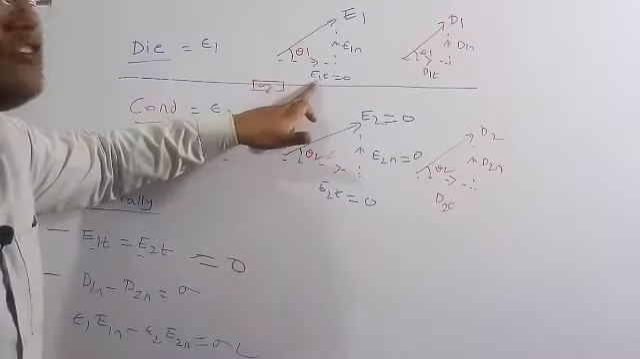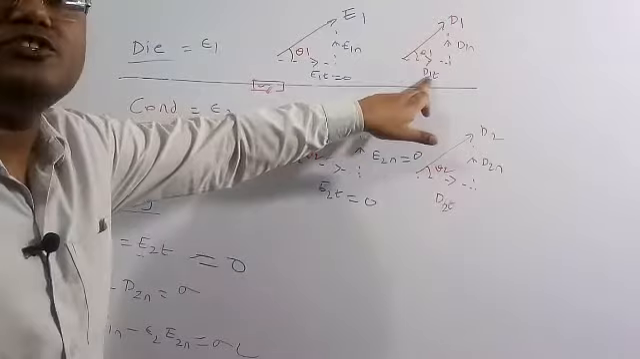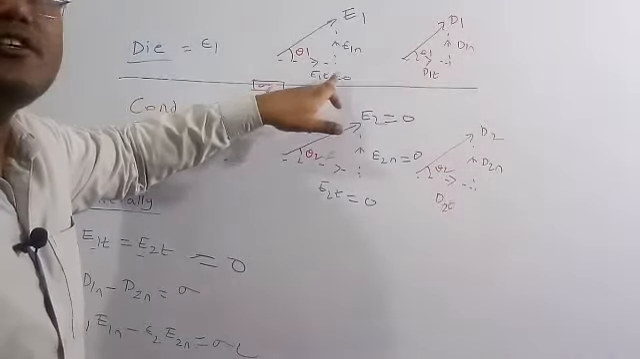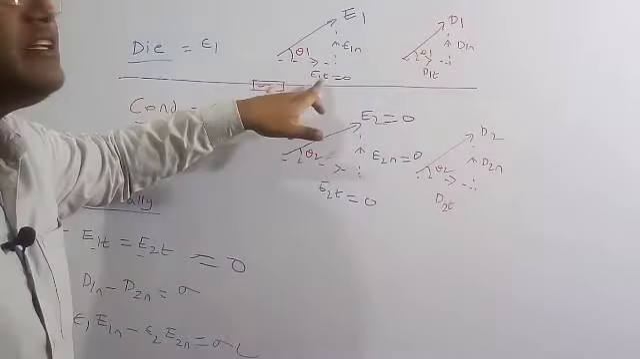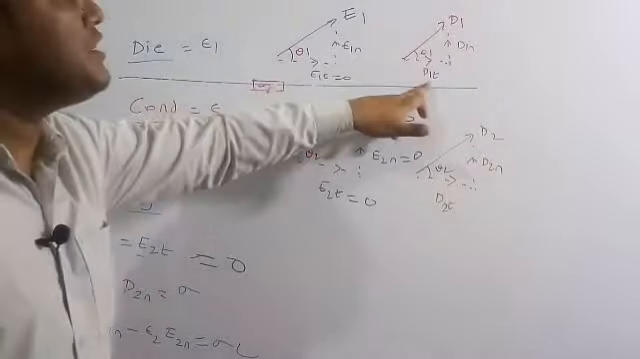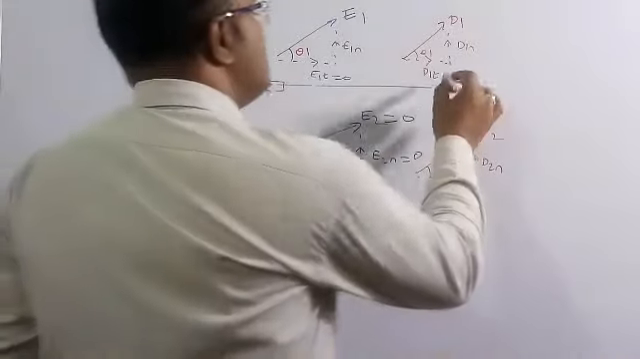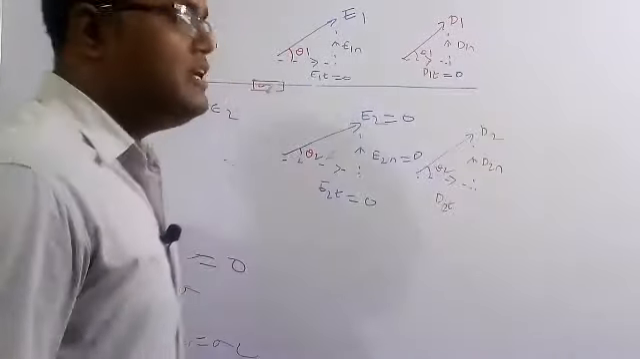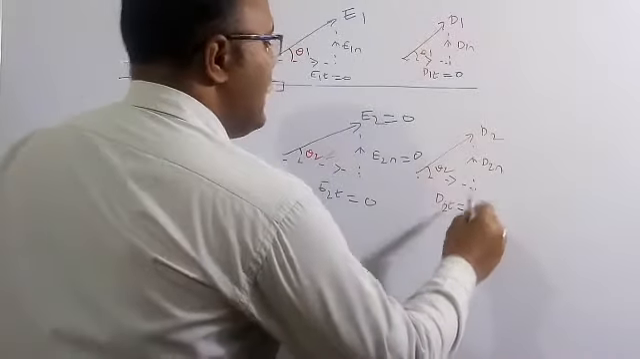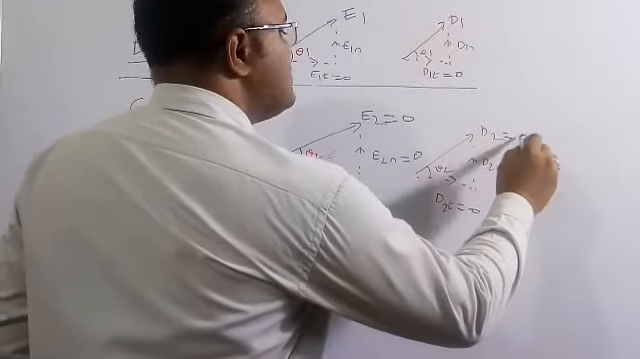If this is equal to 0, then D1t is also 0, because D1t is nothing but epsilon 1 into E1t, and E1t itself is 0. So D1t is also equal to 0, and similarly D2t is also 0. So this is also 0.